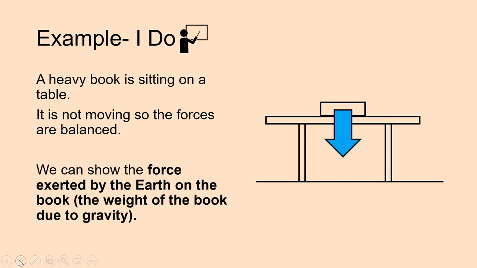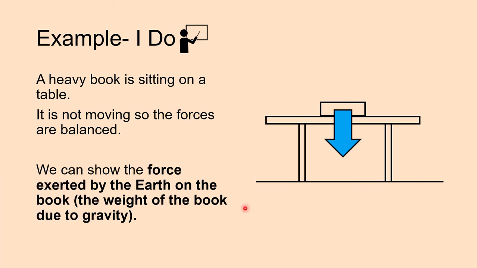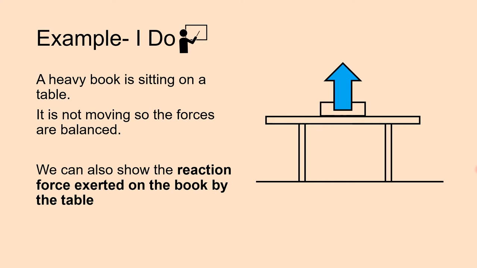So I'm going to do an example. You don't need to write anything down for this. It is an I do. So there is a heavy book. It's sitting on a table. It is not moving, so the forces are balanced. We can show the force exerted by the earth on the book, which is the weight of the book due to gravity, using this arrow here. So that is a force arrow, and it shows the force exerted by the earth on the book.